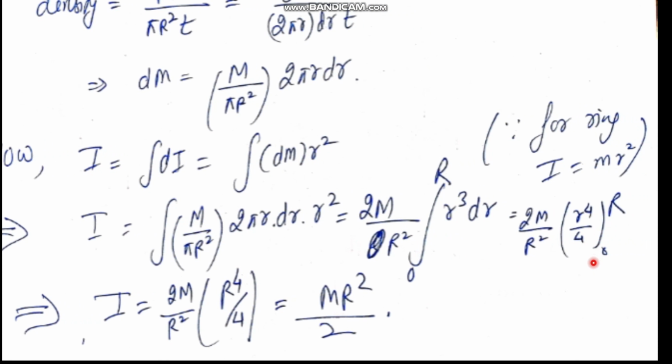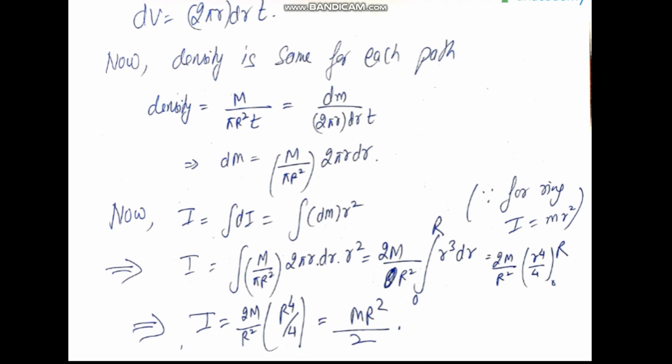Integration of x raised to power n dx is x raised to power n plus 1 upon n plus 1. So this is r raised to power 4 by 4. And if I put capital R in this, I get r raised to power 4 by 4, and if I put 0 in this, I get 0. So finally I am left with I is equal to 2m by r square into r raised to power 4 by 4, and that is m r square by 2. So the moment of inertia of the disk about this axis is m r square by 2.